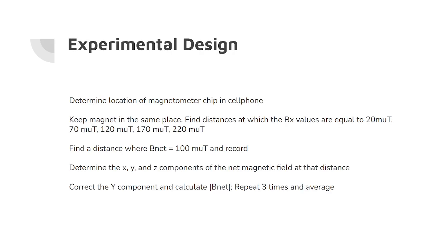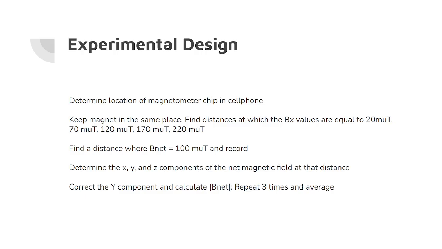Our initial conditions were the system, which was the phone and the magnetometer, and the surroundings, which was just the bar magnet and Earth. The design was we determined a location of the magnetometer chip in the cell phone.